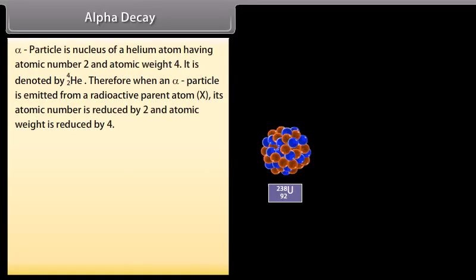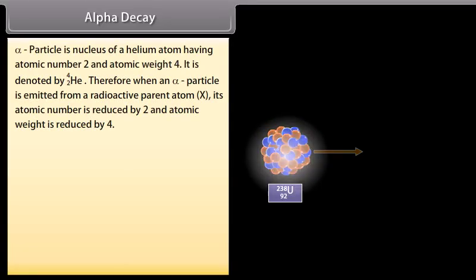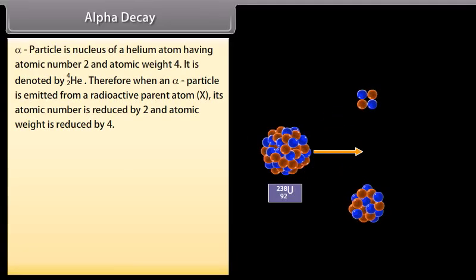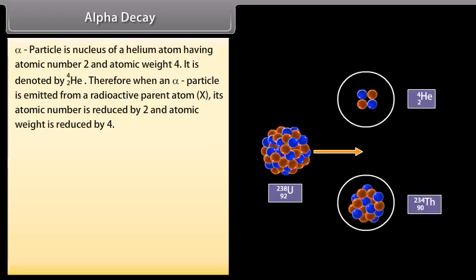Alpha decay. An alpha particle is the nucleus of a helium atom having atomic number 2 and atomic weight 4. Therefore, when an alpha particle is emitted from a radioactive parent atom X, its atomic number is reduced by 2 and atomic weight is reduced by 4.